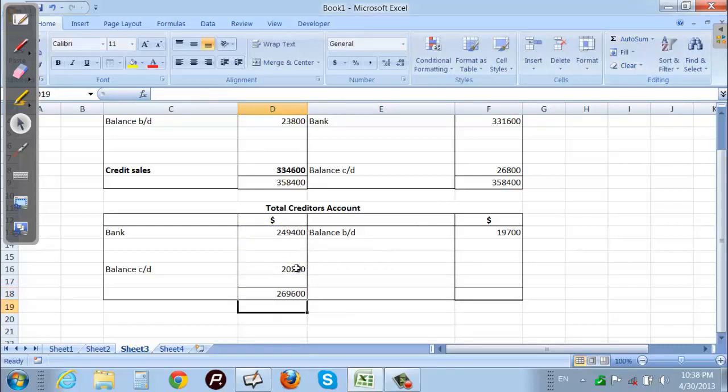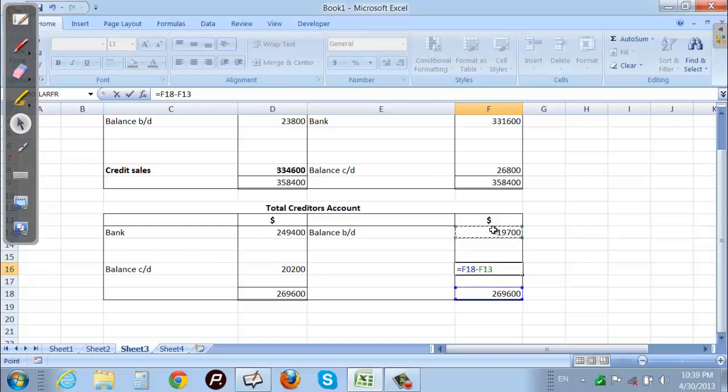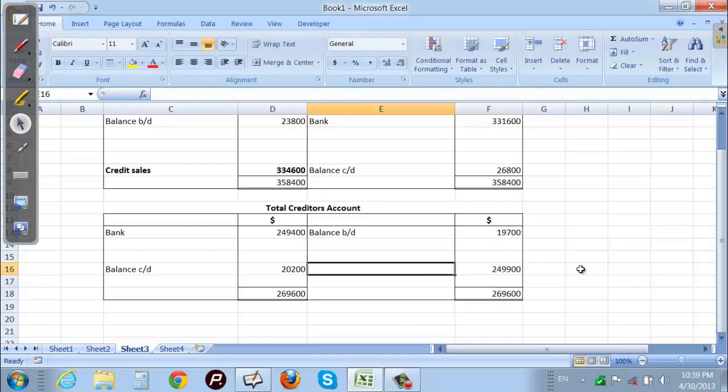So first I will make the total of the debit side. Same total I will write here, 2,69,600, and now from this total I will subtract the total of the credit side. So the difference will come $2,49,900, and this is the amount of credit purchase. So in this manner we computed the amount of credit purchase, $2,49,900.